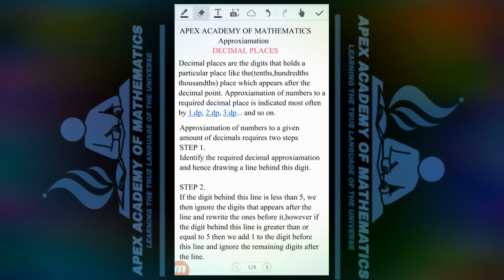Welcome or welcome back to another video tutorial from the Apex Academy of Mathematics, where in this video we're going to be talking a little bit about approximation of numbers, but specifically we're going to be approximating numbers to a given number of decimal places.